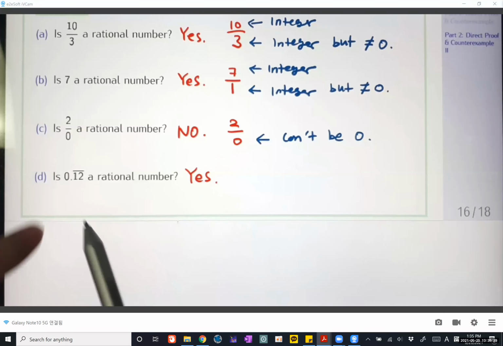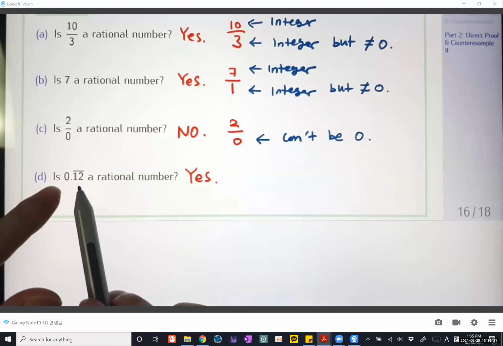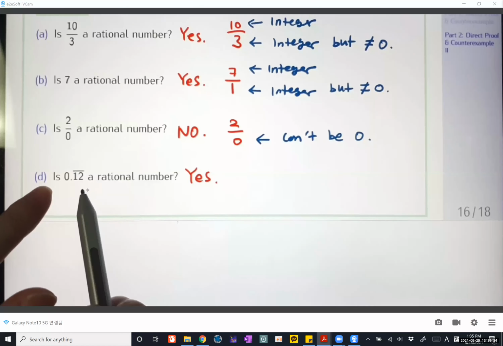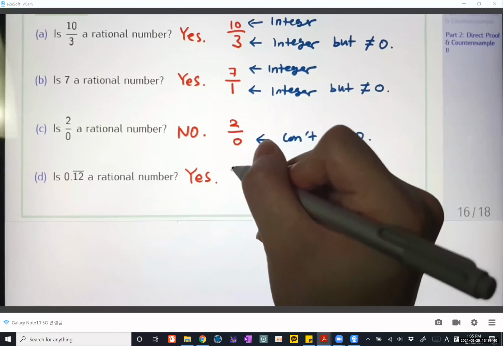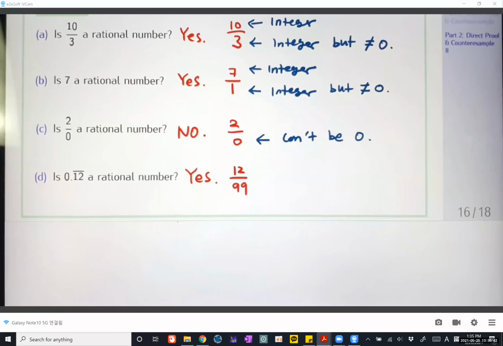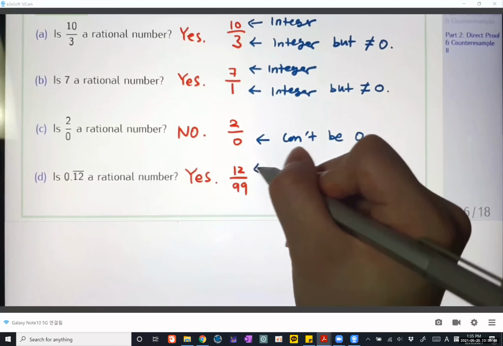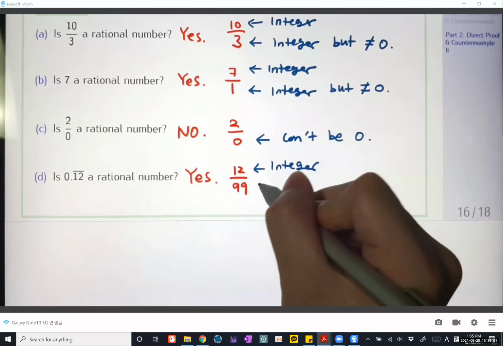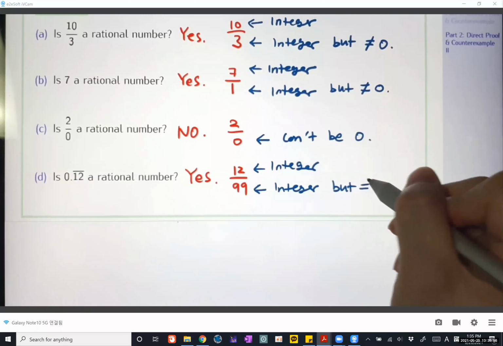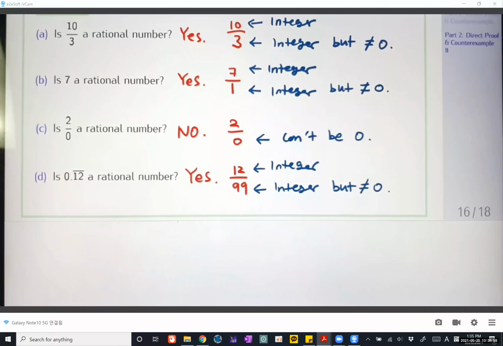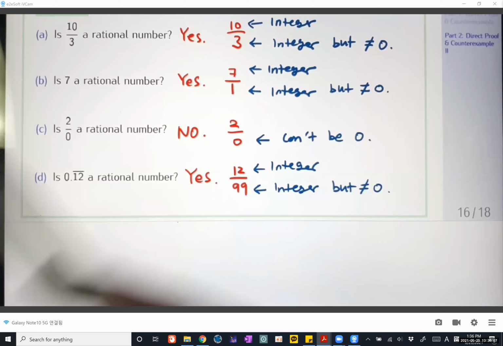But more precisely, we call this number a rational number because 0.121 repeating can be written as a fraction, like Carol said: 12 divided by 99, which is the same as Carol's answer, 4 over 33. The top is an integer, and the bottom is an integer, but it cannot be equal to 0. It's already not equal to 0. So there you go, everyone. As long as the top is an integer and the bottom is a non-zero integer, then surely it's a rational number.